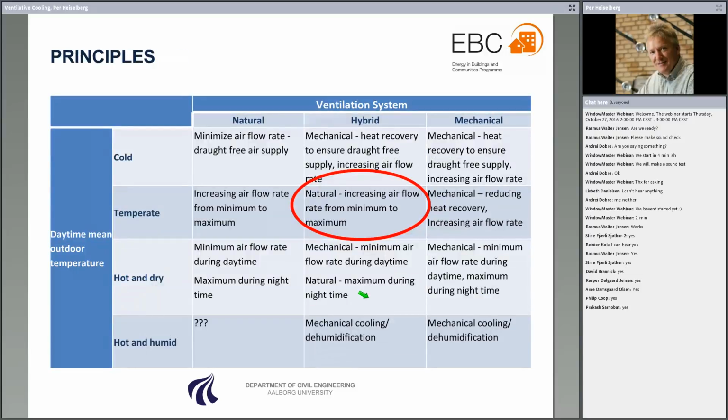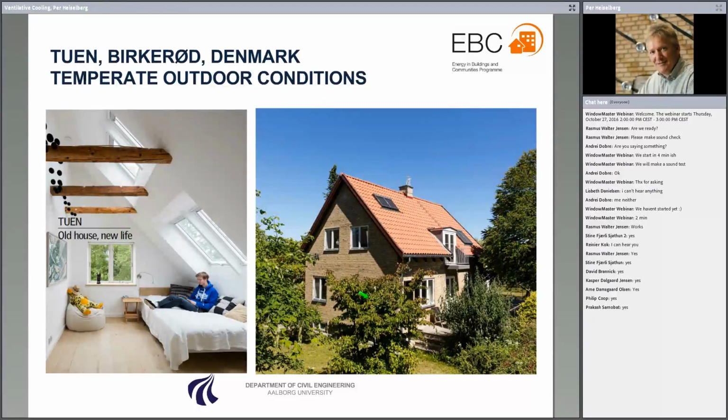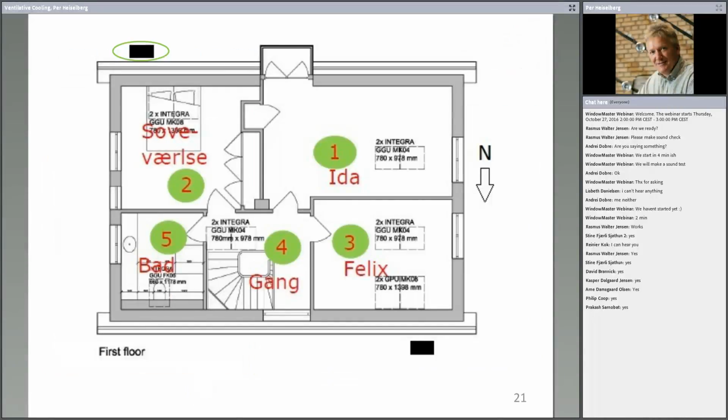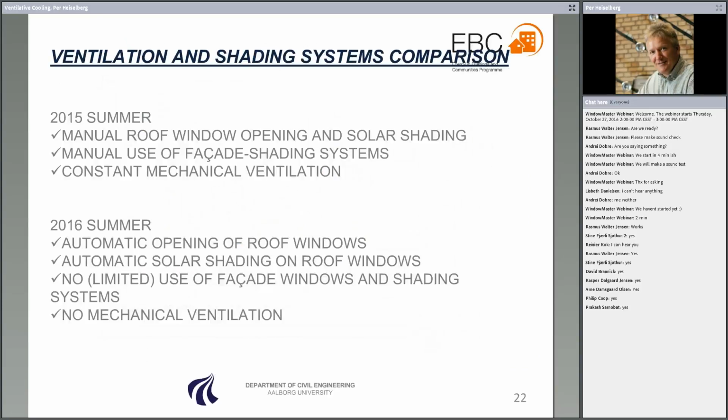Another example is natural ventilation, where we increase the flow rate if you have temperate conditions to cool down the building. And there I have an example that one of our PhD students has done lately, looking into a renovated residence and how you can use natural ventilation to ensure comfortable conditions during summertime. So this was the case, especially looking at the first floor and the sleeping rooms on the first floor, and comparing 2 summers.